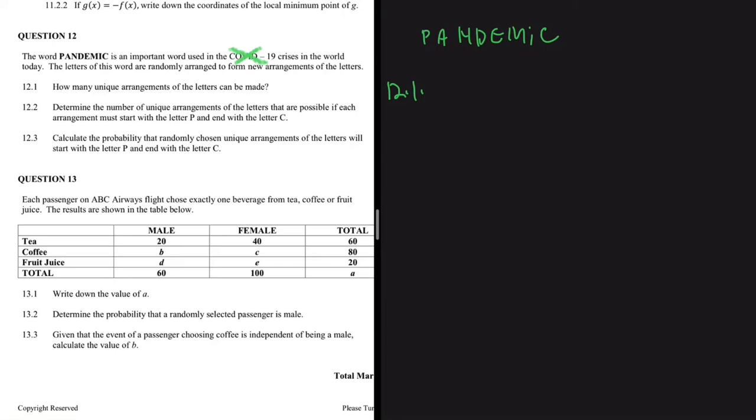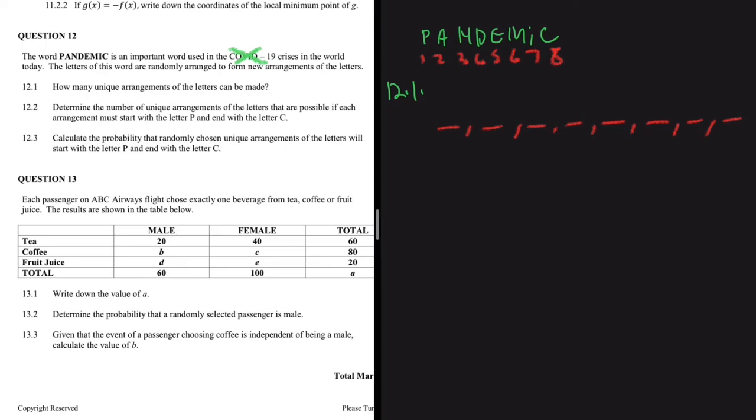So let's look at our word. We have 1, 2, 3, 4, 5, 6, 7, 8. So we have 8 different letters. And how can we arrange these 8 different letters? So let me create spaces: 1, 2, 3, 4, 5, 6, 7, 8.